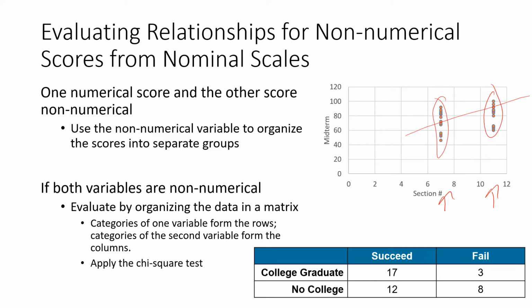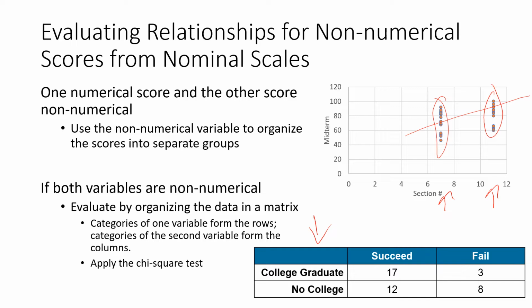If it's got more than 2 levels, then which one do you put first, which one do you put last, and that makes it more difficult. But at 2 levels, we can do it like this, where you've got these 2 sections. Section 7 and section 11, and then you've got midterm scores for them. As I said already, down here is when you would do a chi-square when you've got 2 categorical variables.